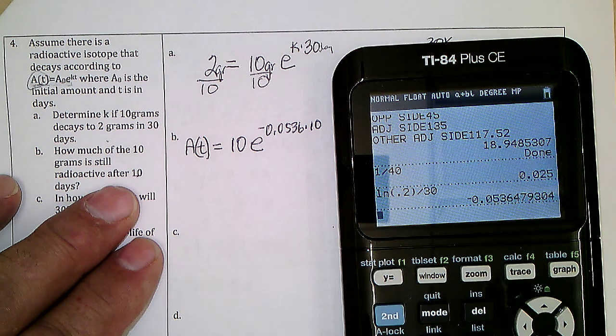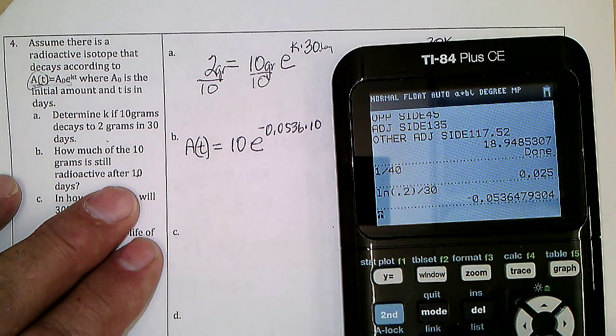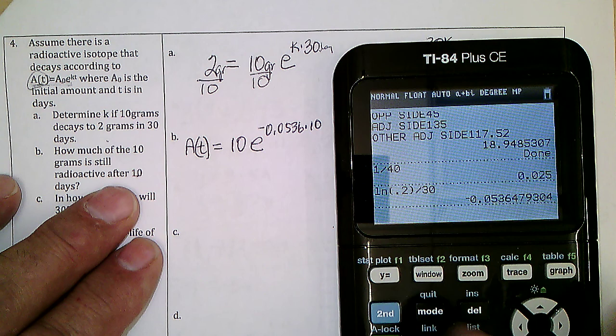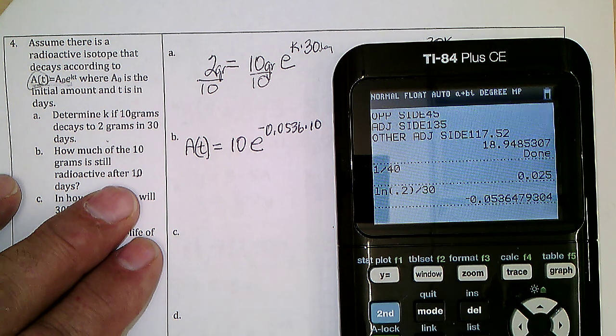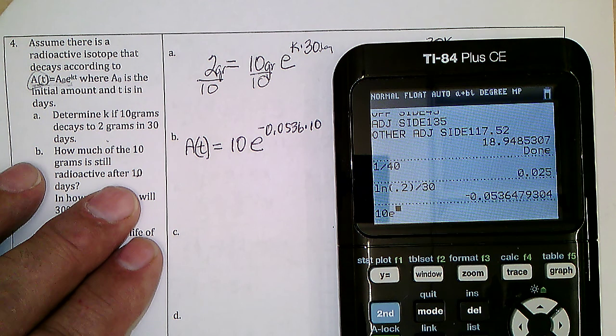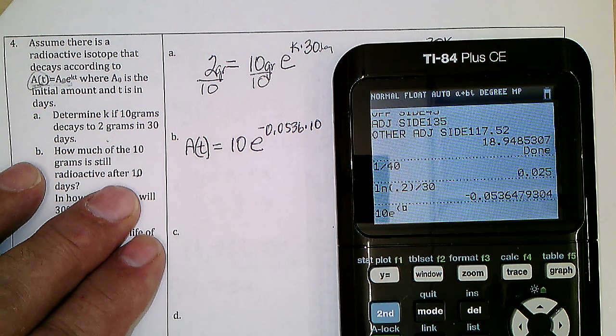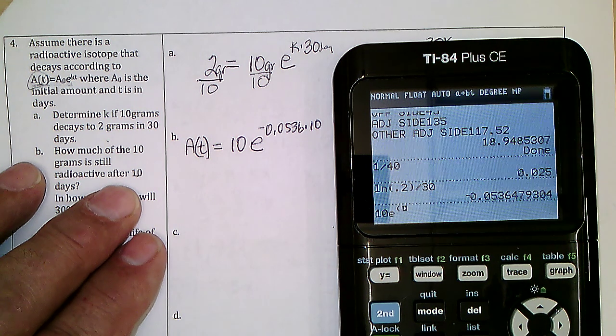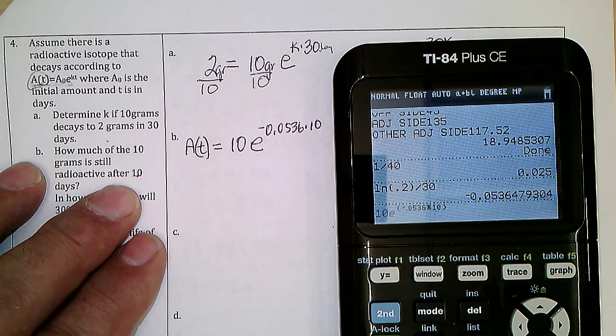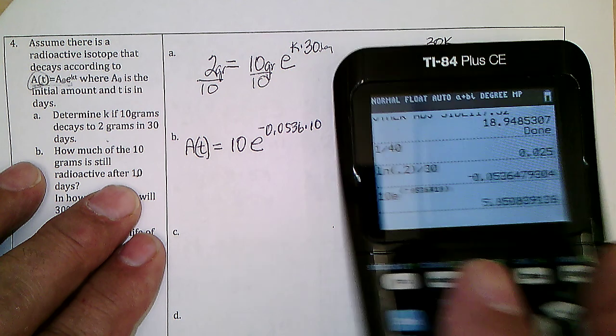So we're going to go second, 10 second e to the x, and the power is going to be negative, and I should put this in parentheses. This calculator does it automatically, but I'm going to put the parentheses for those of you not doing it. Negative 0.0536 times 10, close parenthesis, and I get 5.85 grams.